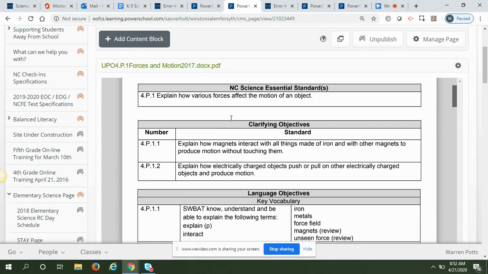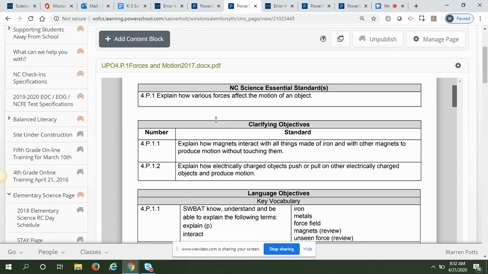We've had some experience with magnets in kindergarten and first grade. And now they're getting more in depth with magnets and understanding that most things made of iron are attracted to magnets, and that things that are magnetic can be moved without touching. So we're going more in depth with that.